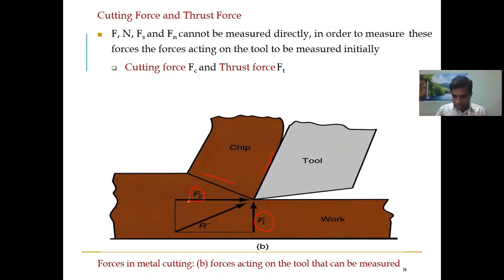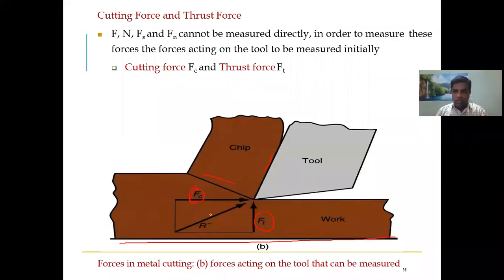So here, if you say Fc, which is parallel to the axis, just assume this is the axis of the workpiece. Parallel to the axis of the workpiece, whatever force we apply is considered as the cutting force, and perpendicular to that, whatever force is acting by the machine to drive away the cutting tool is called the thrust force.